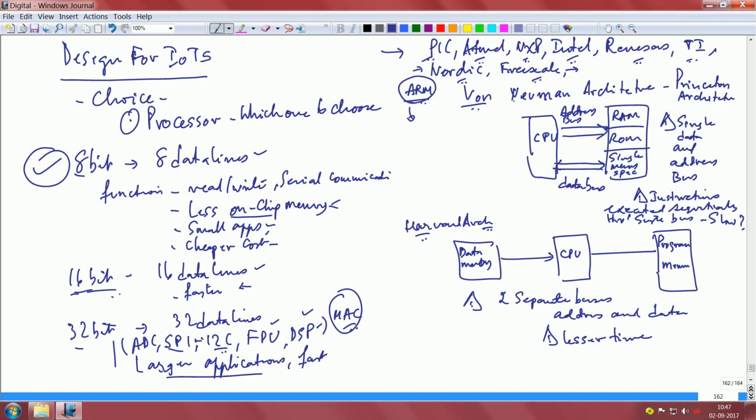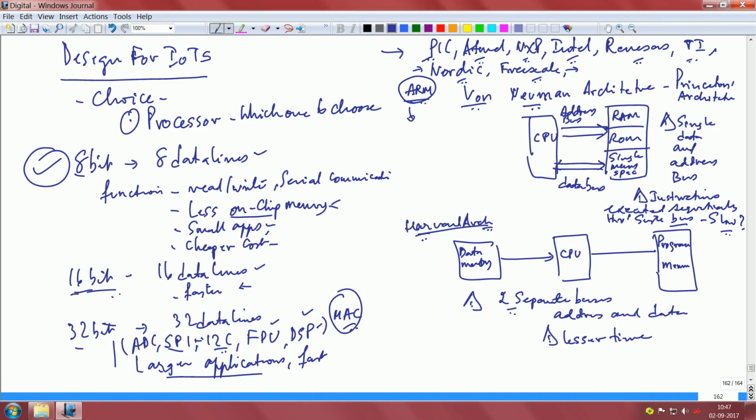Essentially, the von Neumann architecture, also called the Princeton architecture, has a single data and address bus, right. Instructions are executed sequentially through this single bus, and therefore it might be a slow way of doing things because of its sequential nature and a single bus. Whereas in the Harvard architecture you have two separate buses for address and data, and hopefully that gives you better performance and speed.